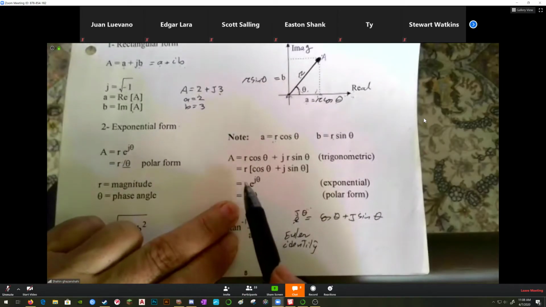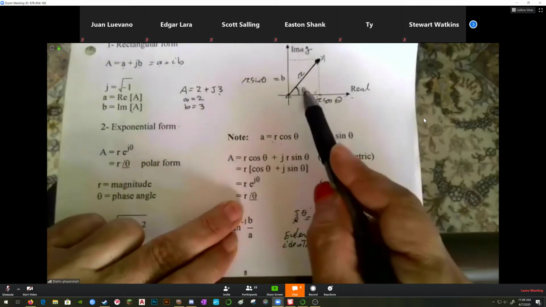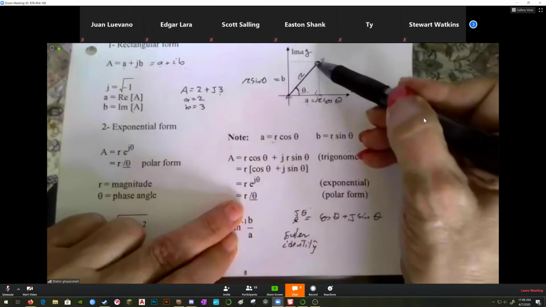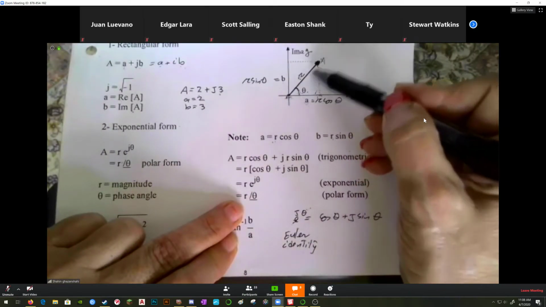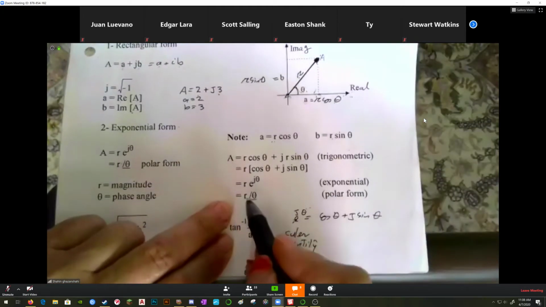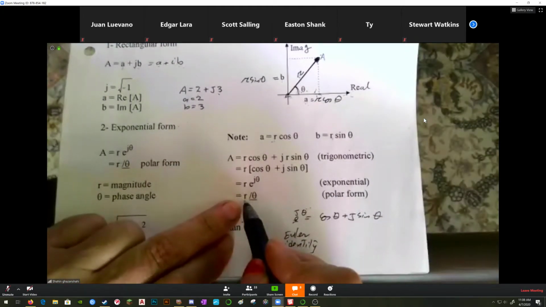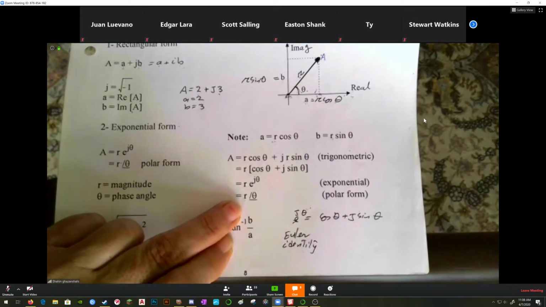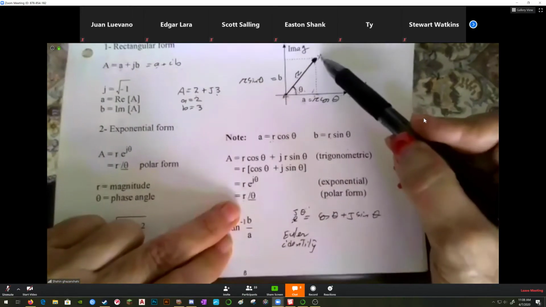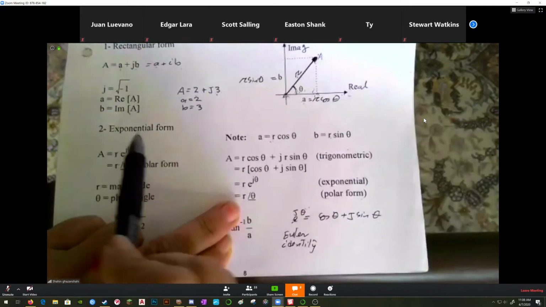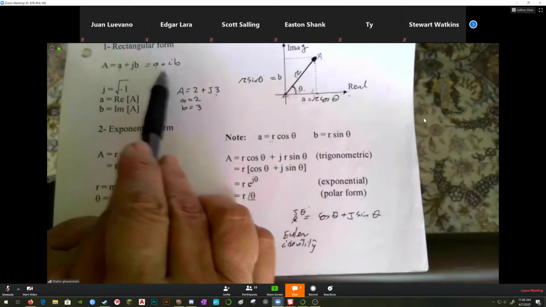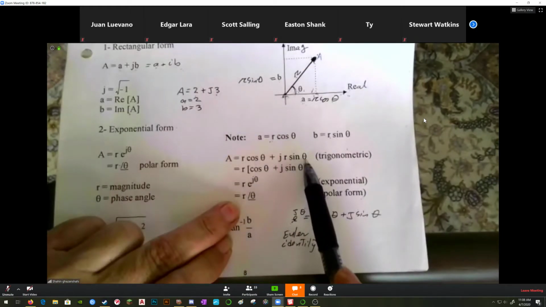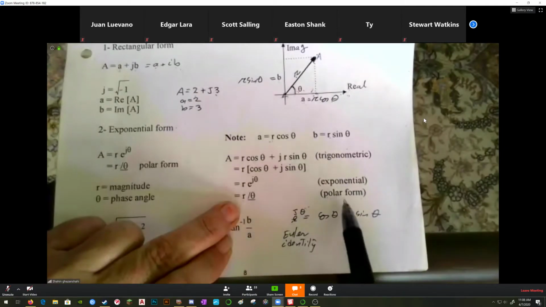Here, the amplitude is R, the angle is what? Theta. Amplitude or magnitude is R, the angle is theta. Sometimes they show it like this: they just put R, and instead of writing the exponential, they put the angle here. This is called polar form. So there are 4 ways actually we show this point A: rectangular form, trigonometric form, exponential form, and polar form.